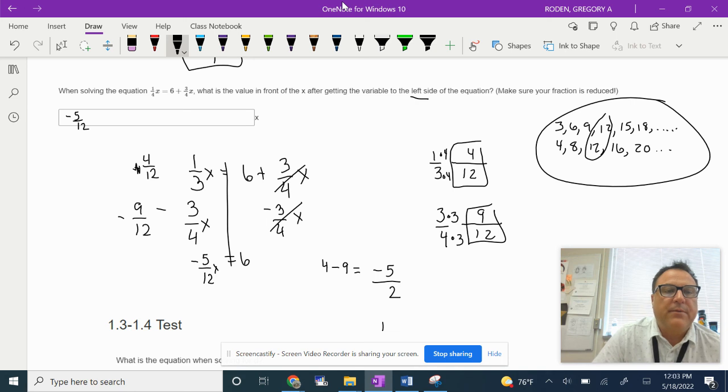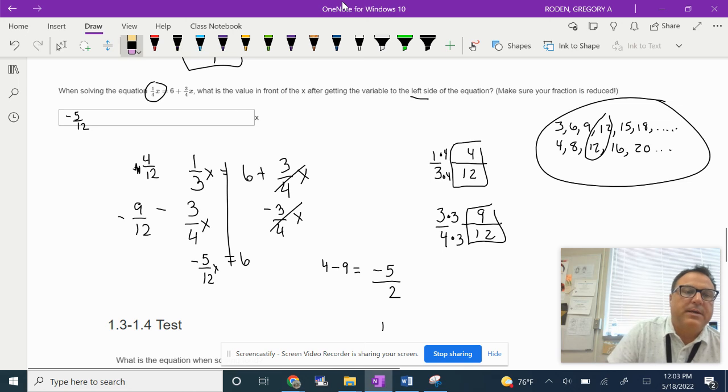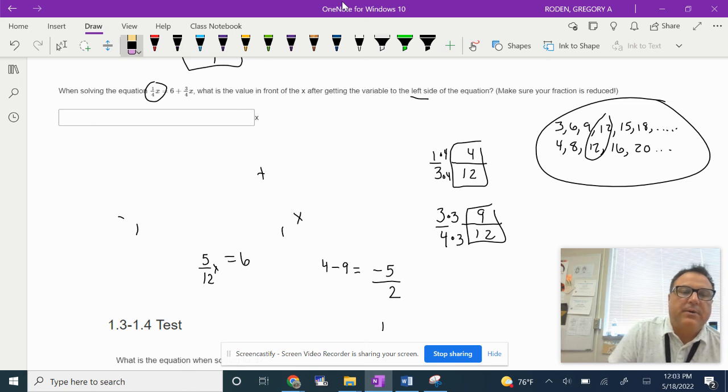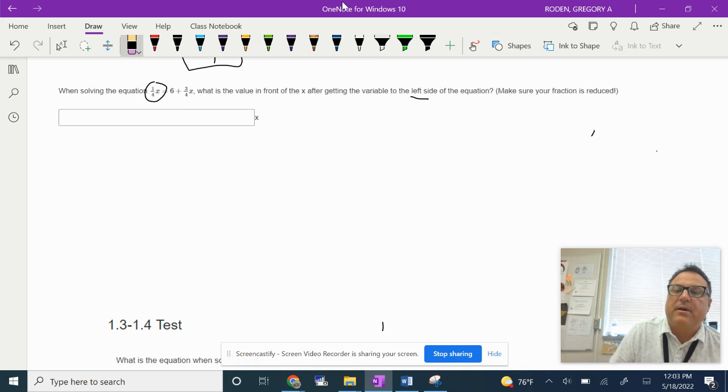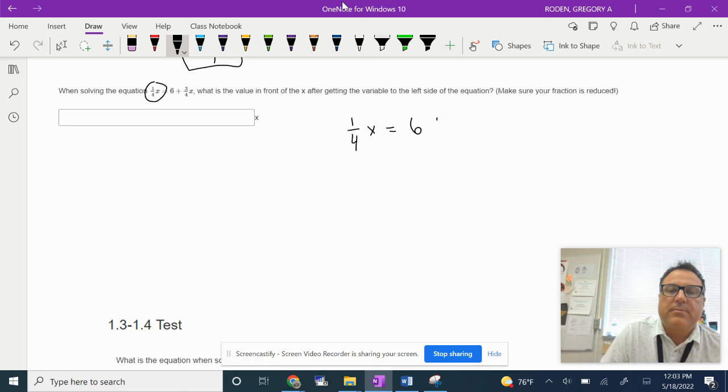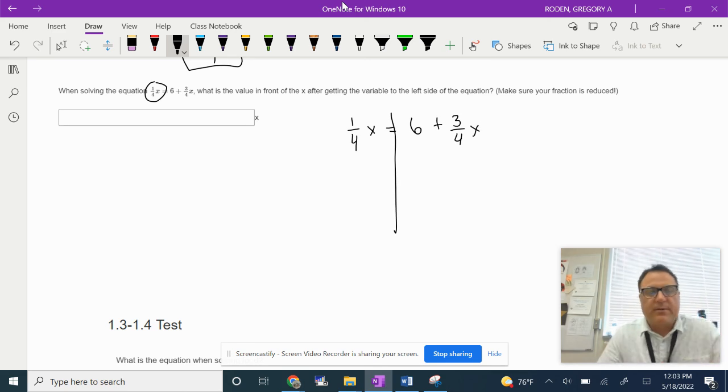Because we moved it over, we had 3/12, and we're subtracting. Oh, wait a minute. We're already in fourths. I'm sorry. Guys, I apologize. I made a mistake on this one. I wrote it down wrong. I made it more intense than I needed to. I don't need a common denominator. So I'll tell you guys to skip this. Let me just rewrite this: 1/4 x equals 6 plus 3/4 x. So we already have a common denominator. Just fast forward to this part right here.